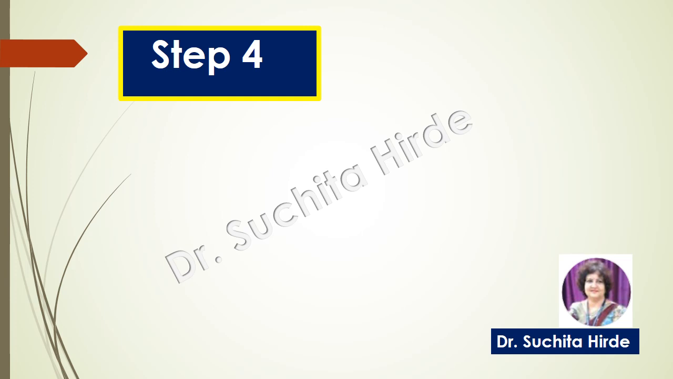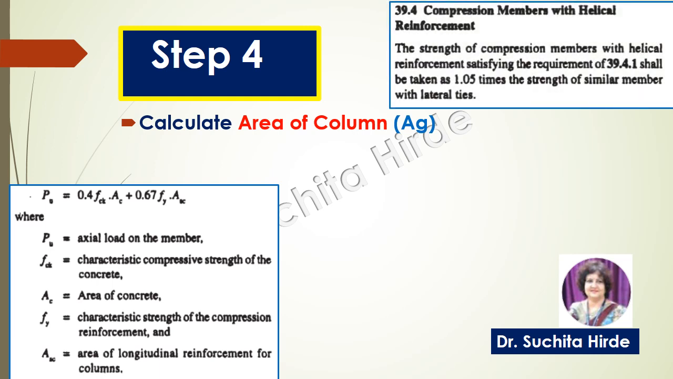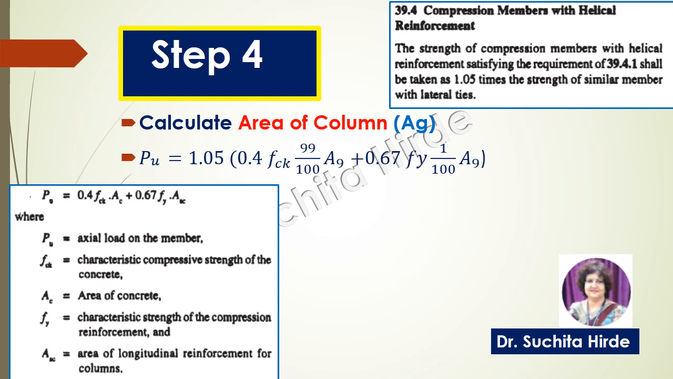In this problem, the diameter of column is already given. But suppose in case it is not given, we can calculate this diameter from the area of column. We can calculate area of column using this formula which is given in the IS code. If the column is helically reinforced, we have to multiply the right hand side by 1.05. Suppose you consider area of steel as 1%. As I told you, area of steel initially we consider 1 to 2%. If you consider area of steel as 1%, then we can write this formula like this, multiplying right hand side by 1.05.